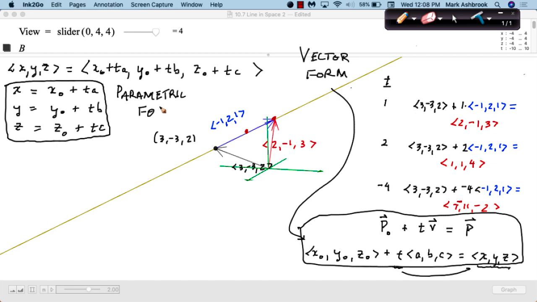So we've got the vector form of a line and the parametric form. Totally equivalent mathematically, just two different ways to express the equation of the line.